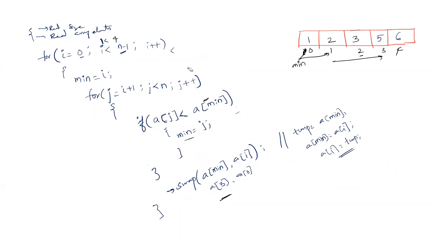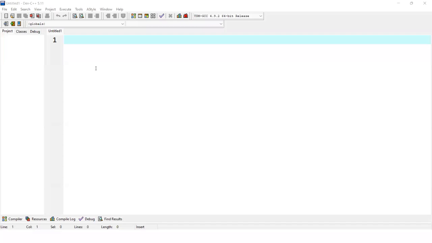Sir, can you once show the full program for both bubble sort and selection sort? Full program, that means I should write it. After completing this, I'll write it out. Okay, done. Yes, the screen is visible to everyone.